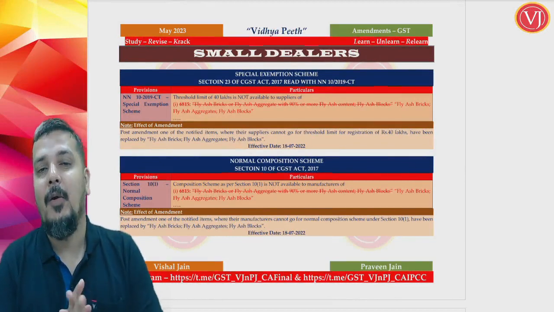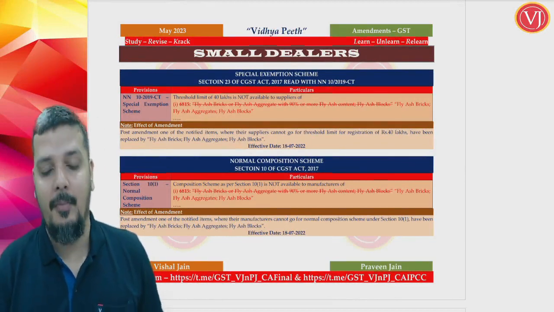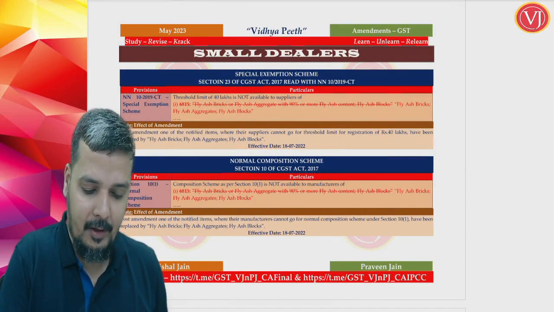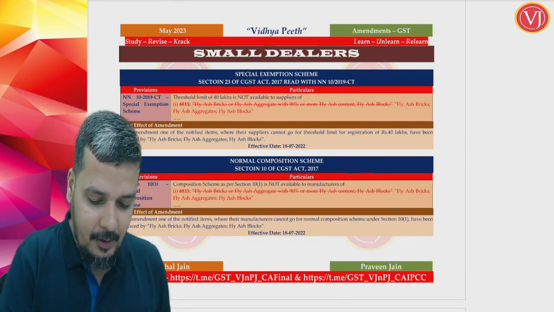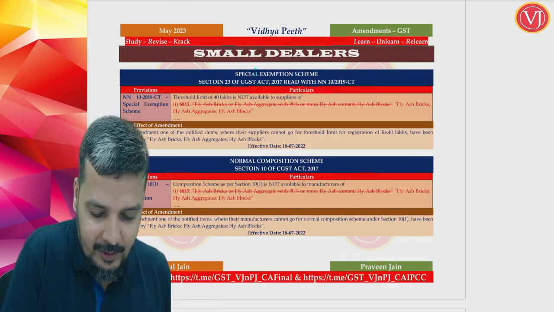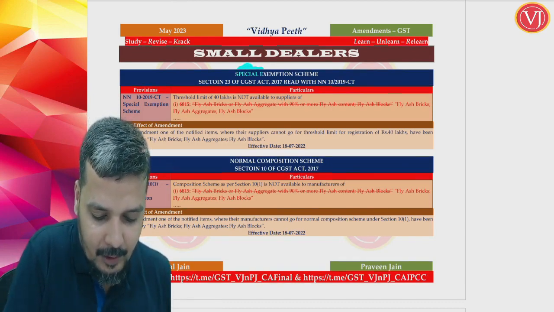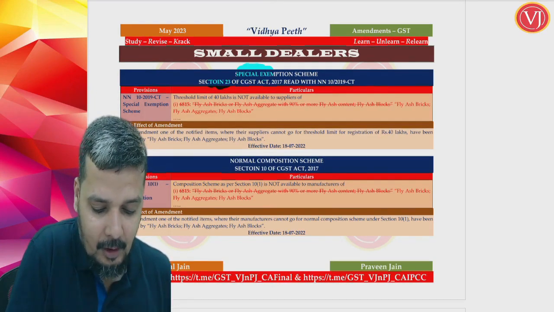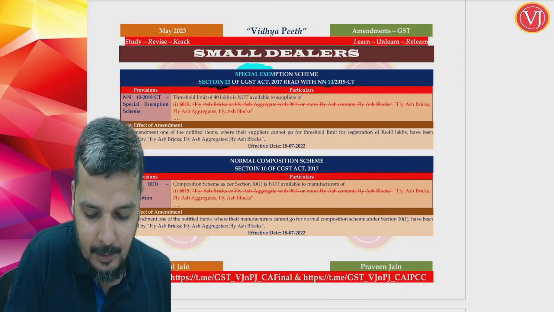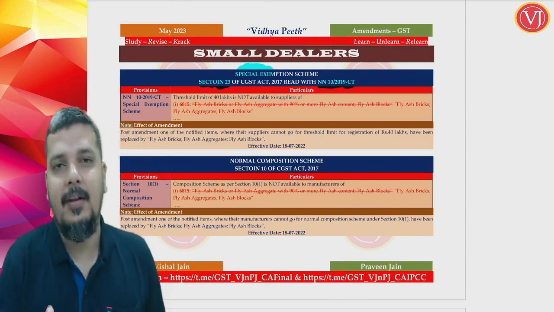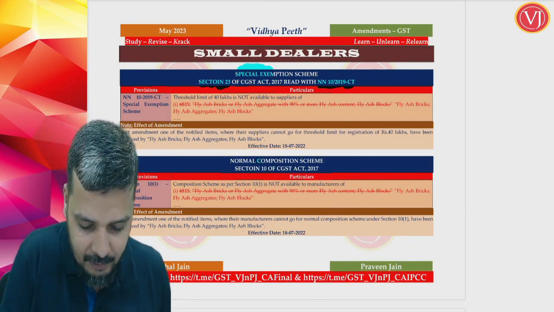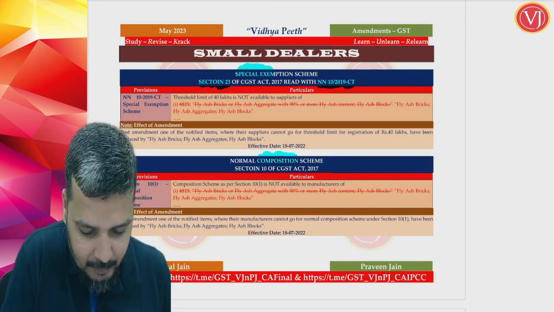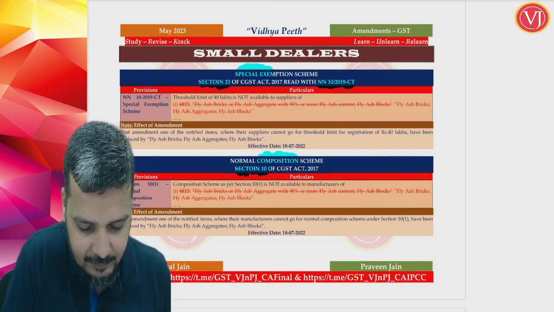Yes, friends. Now let us move on to the amendments in small dealers. Basically, we are talking about your exemption scheme and your composition scheme. First, when you talk about your special exemption scheme, where you are talking about the limit of 40 lakhs, Section 23, read along with notification number 10/2019 CT, there's an amendment. The same exact amendment is there in your composition scheme, where you're talking about section 10 of the CGST Act.